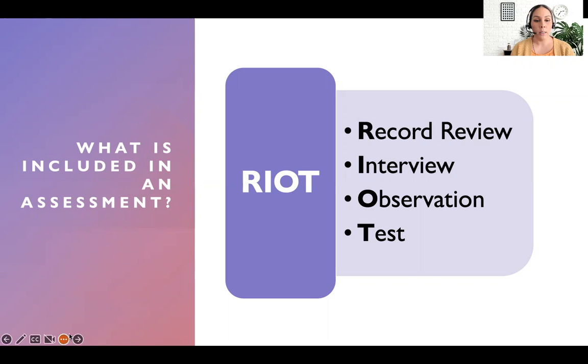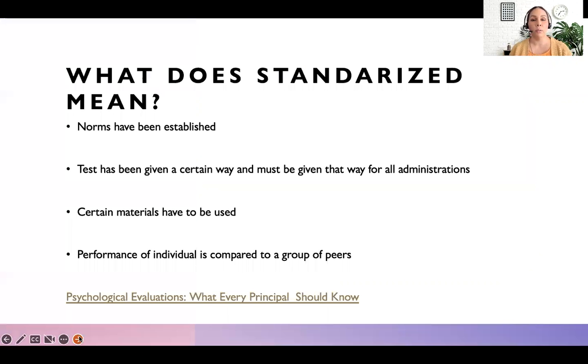But before we get into that, I want to talk to you a little bit about this term standardization. So what does standardize mean? That's a question I get asked a lot from parents and families, guardians, and even teachers. And what standardized means is that tests have been given to many students across the United States and norms have been established.